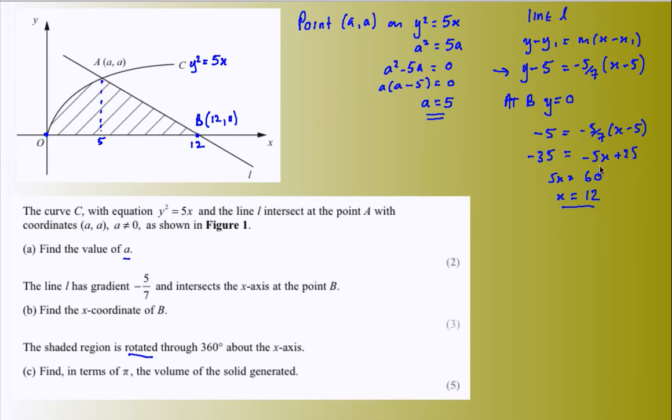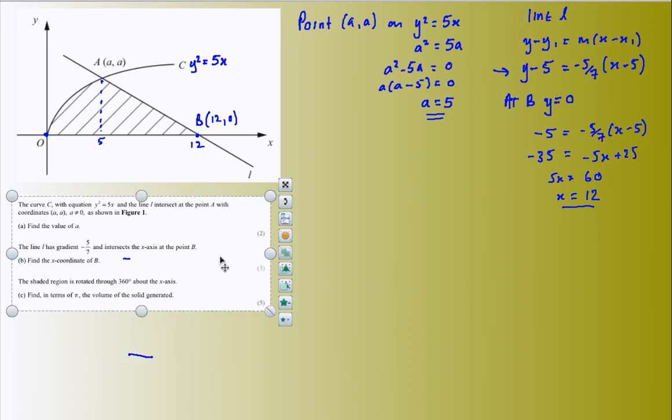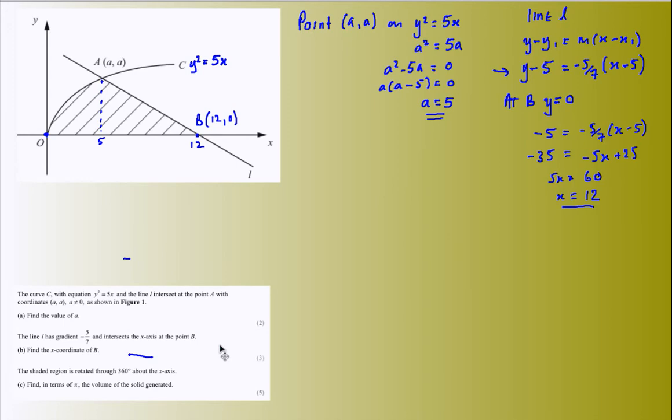Next thing I need to do is rotate all this around the axes. Let me just shrink that down, give myself a little bit of room. Now if I start rotating things, let me have a look at this. If I rotate this section here, I think what I will get is a cone.